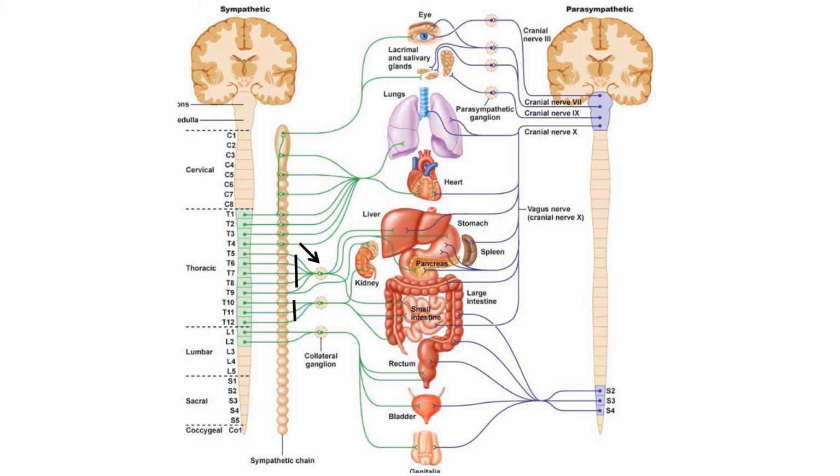Then there is T10, T11, and T12. This is the lesser splanchnic nerve, which goes to the superior mesenteric ganglion. And then the least, which is L1 and L2, goes to the inferior mesenteric ganglion.